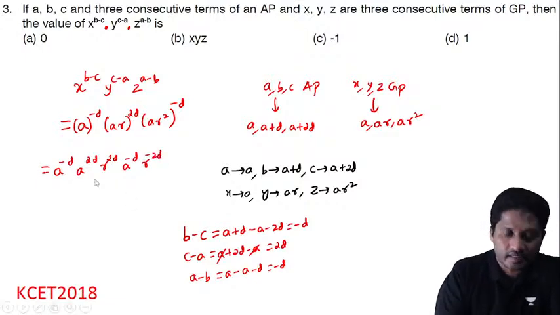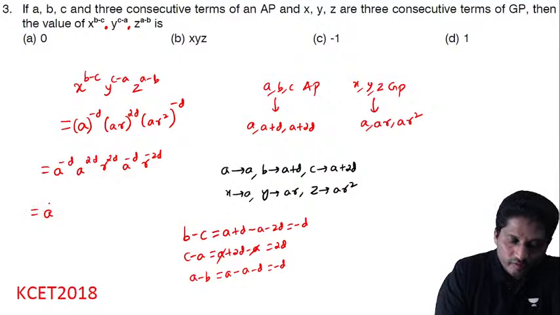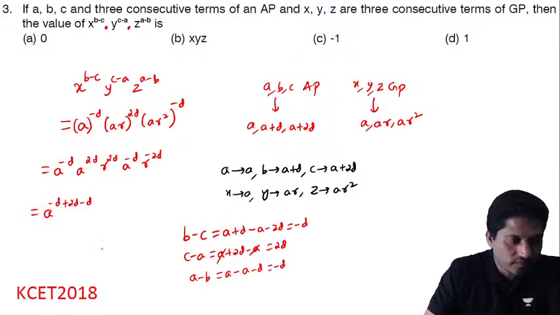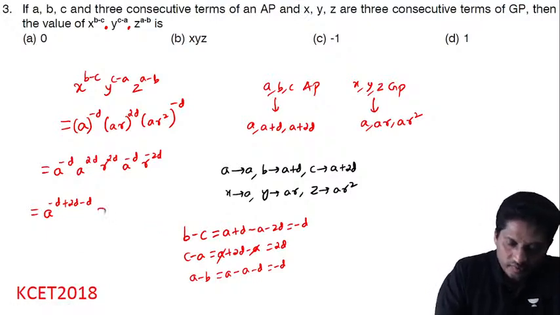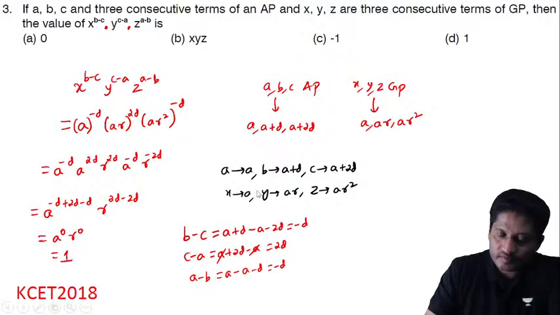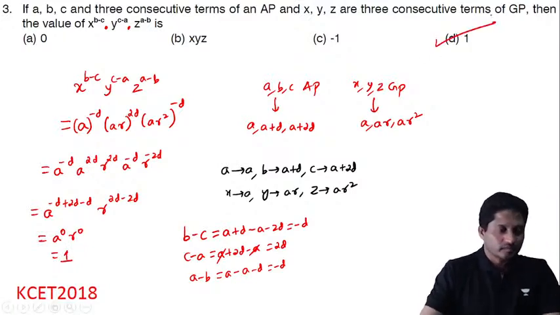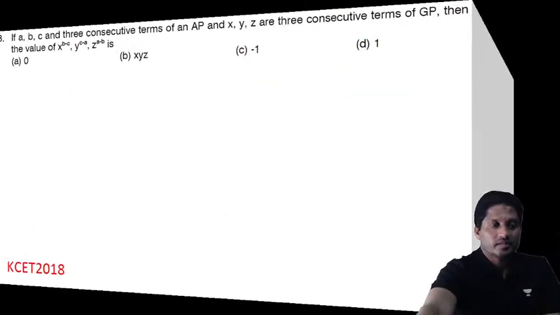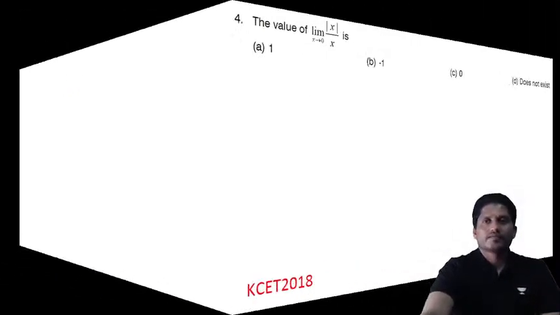Alright, powers are added. A to the power of minus d plus 2d and minus d. Right, and then r to the power of 2d minus 2d. You will get a to the power of 0, r to the power of 0, which is equal to 1. Right, answer will be equal to option D. Right, let's move to the next question.